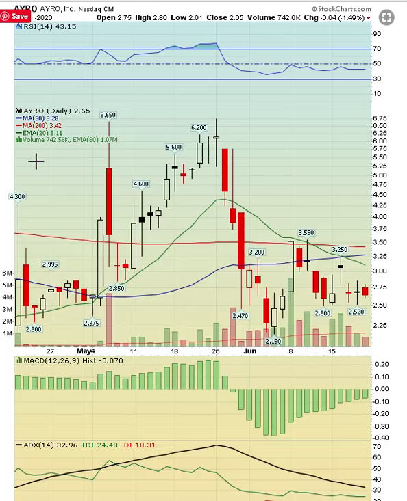Now, the example we're going to look at today is AYRO, and we're going to look here. You can see the colors will tell you what each of the moving averages is. So the 20-day exponential on my charts is the green line. The 50-day moving average is the blue line, and the 200-day moving average is the red line.